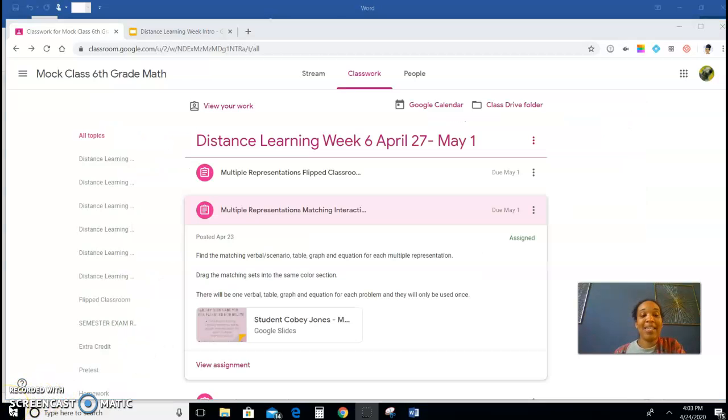The next assignment is multiple representation matching interactive slides. For this assignment, please read the instructions. You want to find the matching verbal, scenario, table, graph, and equation for each multiple representation. Drag the matching sets into the same color. There will be one verbal, table, graph, and equation for each problem, and they will be used once.